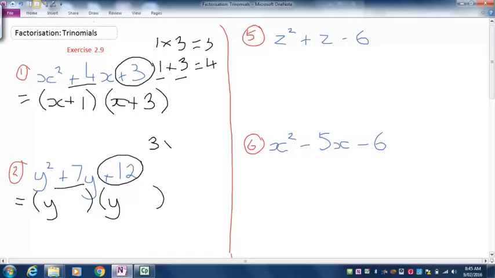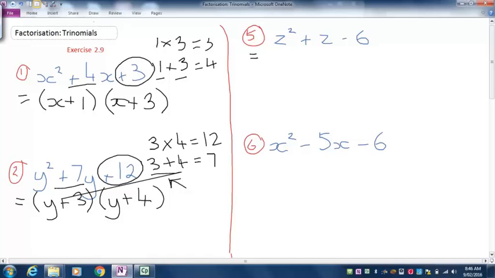3 times 4 gives me 12, and 3 plus 4 gives 7. So that confirms that my factors are 3 and 4. Now again, because everything's positive in here, it's going to be a y plus 3, y plus 4. So fully factorised, we get y plus 3, y plus 4. Sorry about that messy little line there, I'm not sure what happened there.